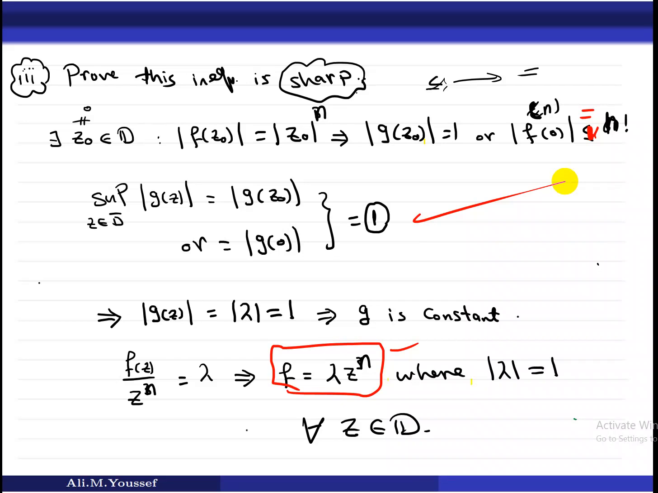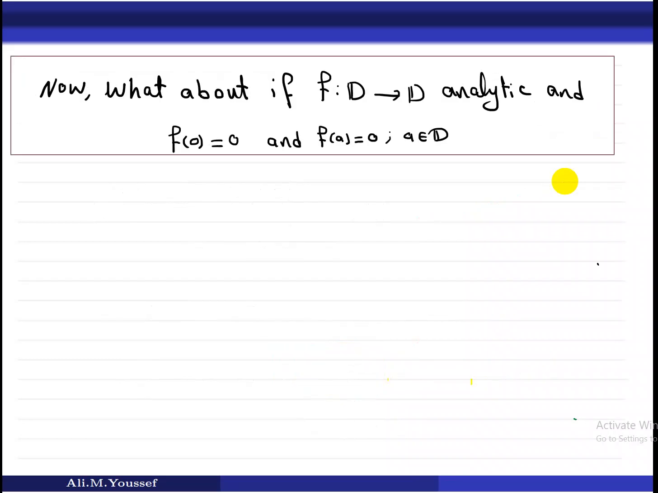Let's see if something will be different here. If the function is analytic, and we have f(0) equal to 0, and f(a) equal to 0. So here, I want a map. This map takes a to 0. I want to take a to 0. Here, what's the function f? G, to apply the maximum principle theorem.